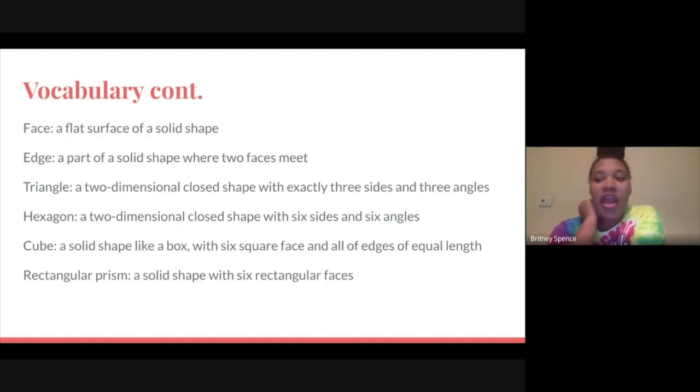Some more vocabulary. The face. A face is a flat surface of a solid shape. Edge. A part of a solid shape where two faces meet. Triangle. A two-dimensional closed shape with exactly 3 sides and 3 angles. Hexagon. A two-dimensional closed shape with 6 sides and 6 angles. A cube, a solid shape like a box with 6 square faces and all of the edges of equal length. I messed that up. Rectangular prism, a solid shape with 6 rectangular faces.